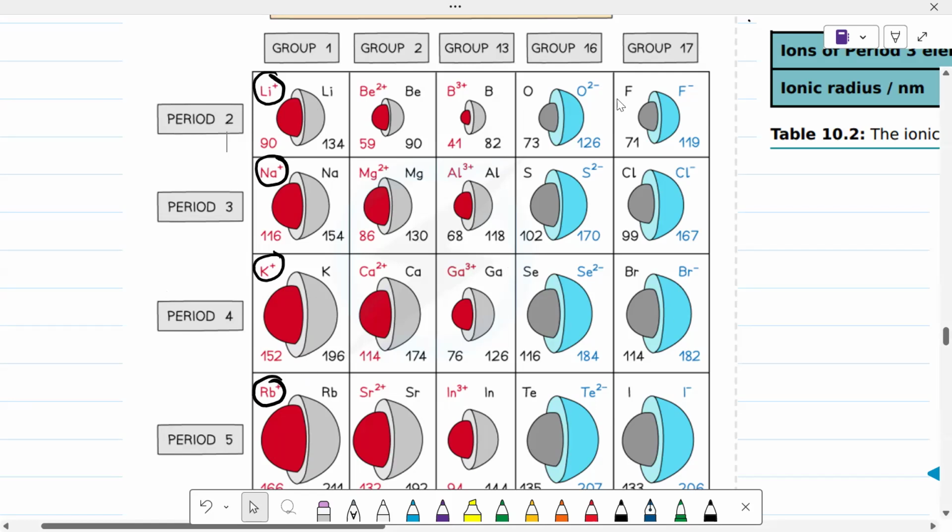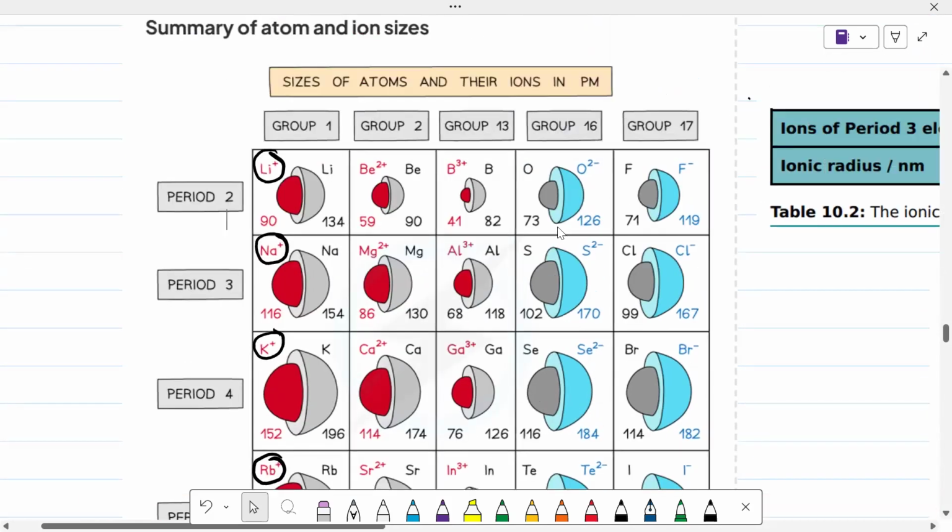For anions, it is also decreasing across the period. For anion, if you see, this is 126 and this is 119. Similarly, down the group it will increase. Across the period it will decrease. Down the group it will increase.